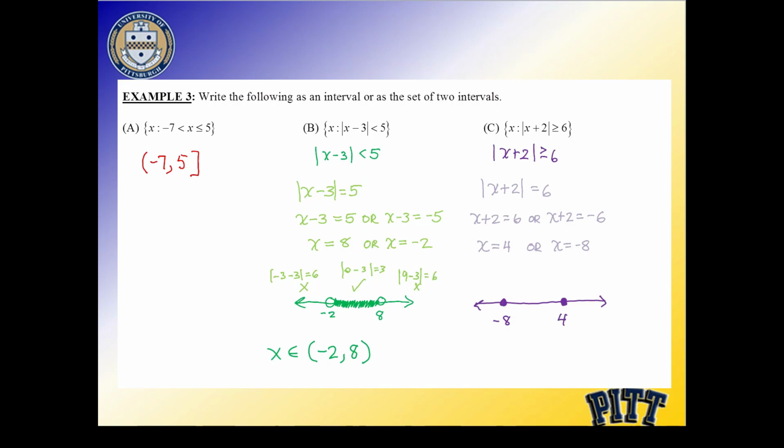And again, I'm going to pick some values that are to the left of -8, between -8 and 4, and more than 4. So I use -9, I use 0, and I use 5. When I use -9, it works. When I use 0, it doesn't work for the original inequality, because remember, I'm looking for a value that's greater than or equal to 6. And when I choose 5, it works.